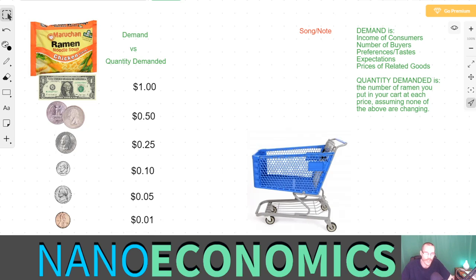And nothing again has changed about our income, the number of buyers, taste preference, expectations, or the price of related goods or complements. And we're going to continue this process, mentally imagining we can put 40 in the cart, and now we can put 100 in the cart, and now we can put 200 in the cart, and then 1,000 in the cart. So the idea is that none of the other factors, the things that we call demand, are changing. And that's why the quantity demanded is changing, because the price has changed.